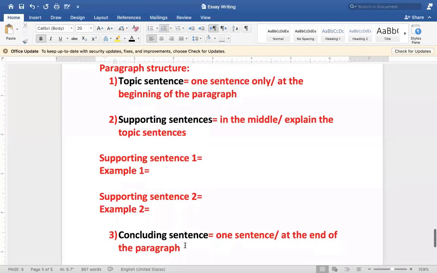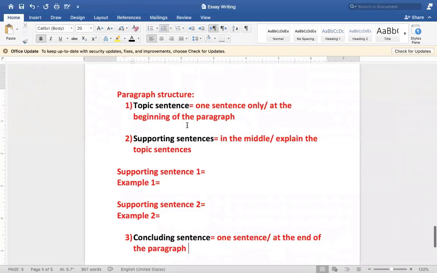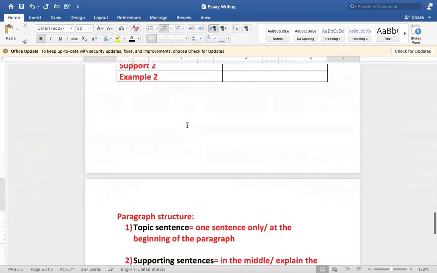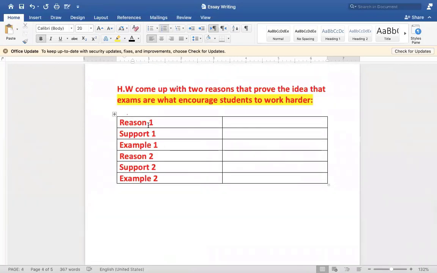Okay. So here, I gave you a homework to plan for the essay. I asked you to come up with 2 reasons to explain why exams are what push students to learn.